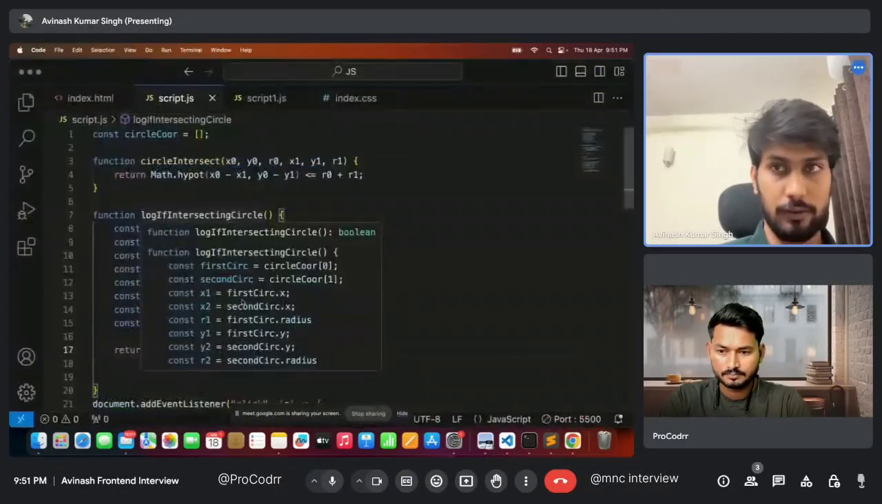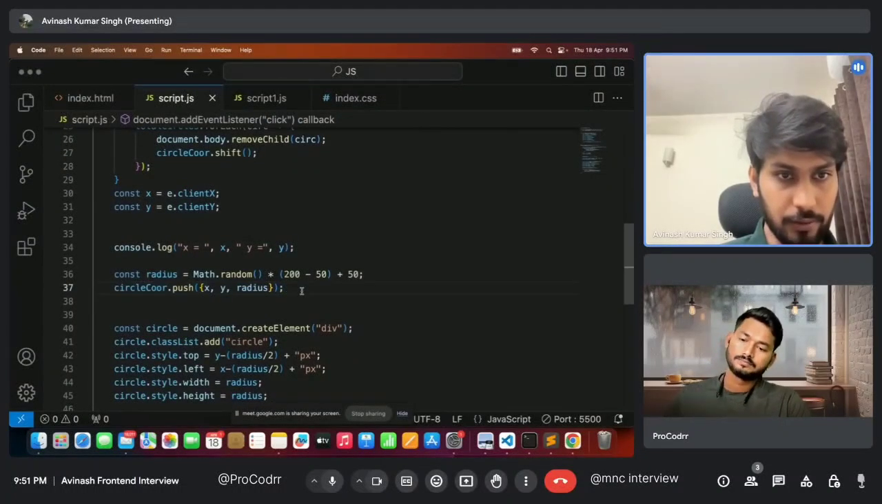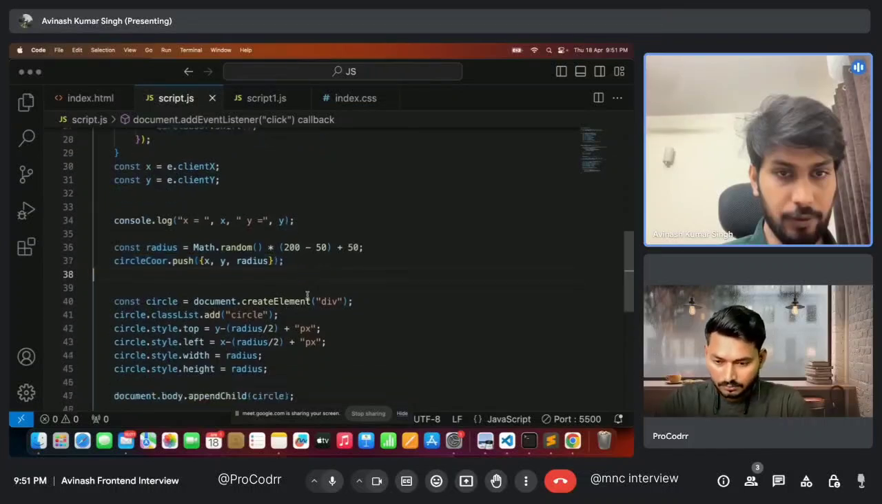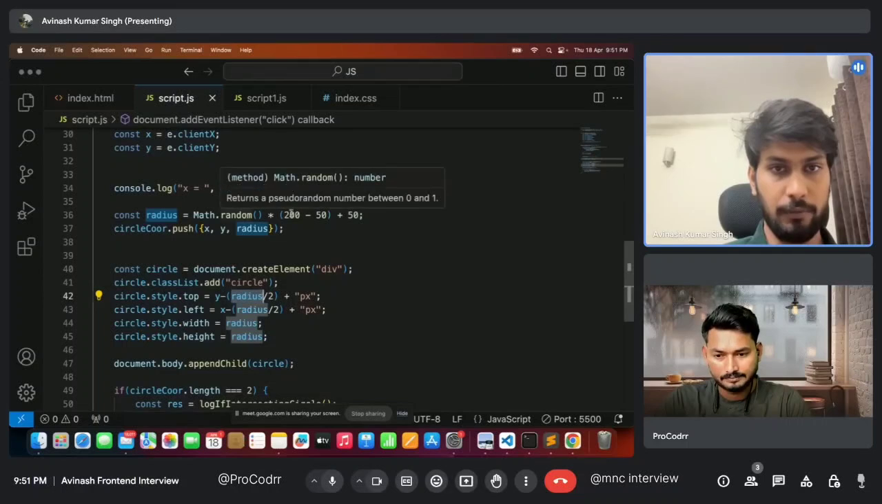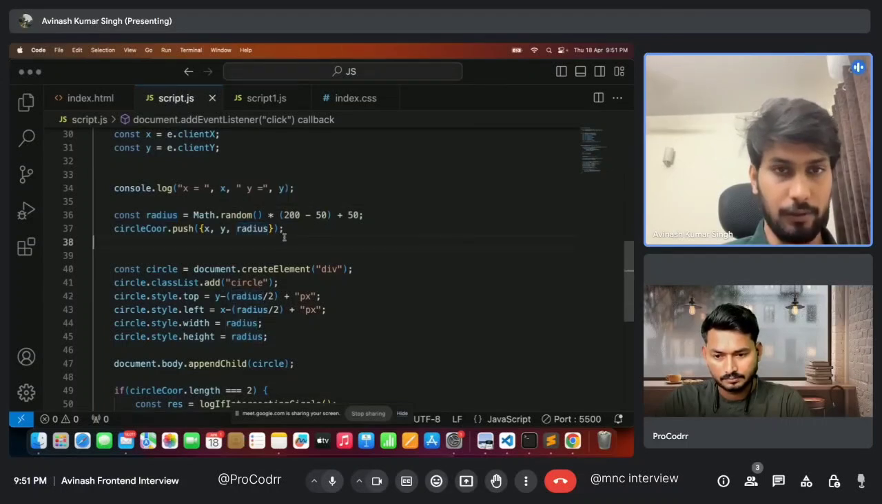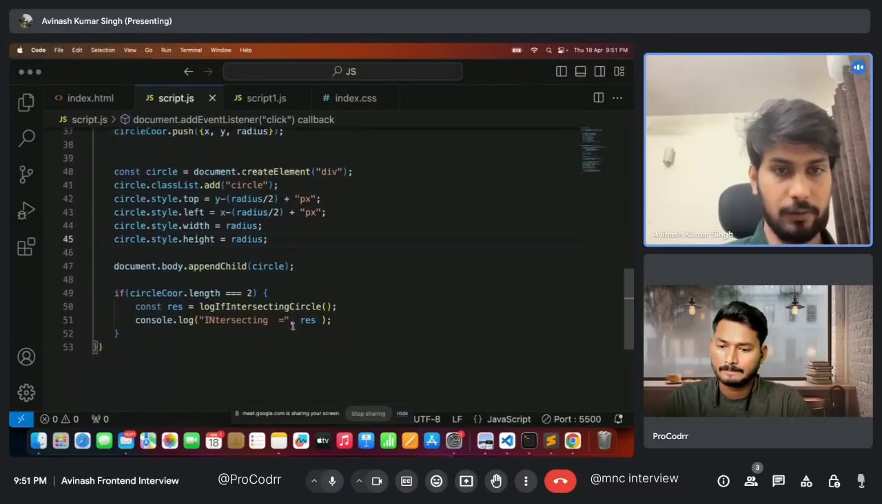I should run it. No, I have some time left. Let's try to run it first. Radius, x and y, we are pushing it. We have radius, the number will be 0 to 1. Suppose we have 0.5. After that, radius by 2 is there, y is there, width and height are the radius, and we are doing a border. It should work.